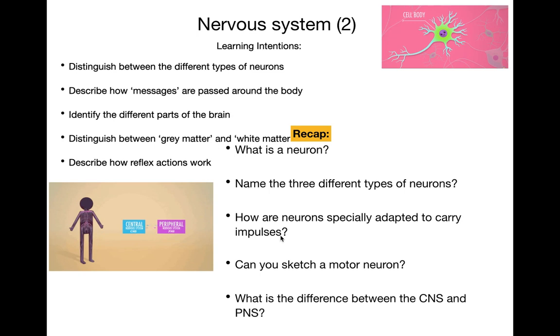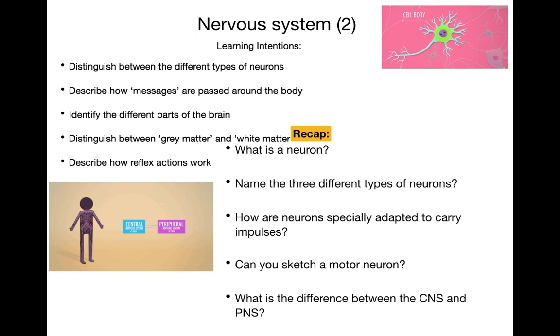Okay, so there's two kinds of things you could talk about here. You could talk about the fact that a neuron has a myelin sheath. And the myelin sheath is something that insulates the nerve impulse, so it insulates the neuron and prevents the impulse from leaving the axon.